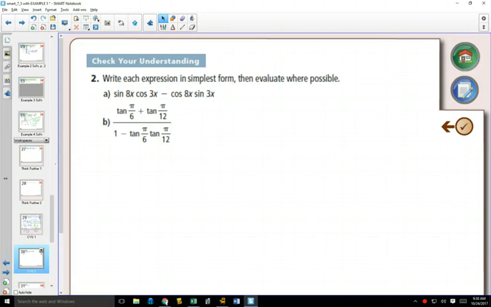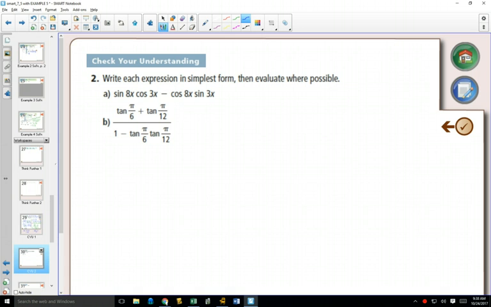In example 2 here, they want you to recognize and work with formulas. So in part A, sine 8x, cos 3x, cos 8x, sine 3x, they want you to start to recognize that if you have 4 trig functions with sine and cos, it's probably one of those formulas.